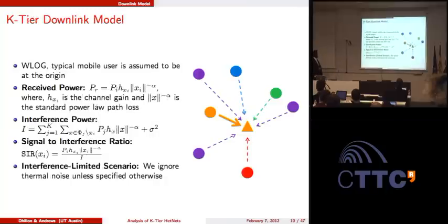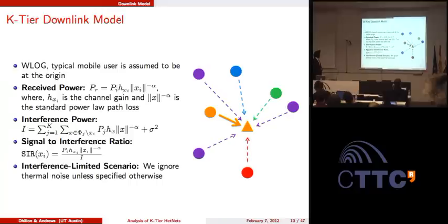And then we have this k-tier downlink model. And again, it is in continuation with Guillaume's talk, so you would have seen this equation there. Our first assumption, without loss of generality, is that the typical mobile user is at the origin. You have all these base stations, and the mobile on which you will be doing your analysis is at the origin. That is the first thing to note. And then the receive power is going to be the product of the transmit power, the fading component, and a standard path loss, where alpha is your path loss coefficient.